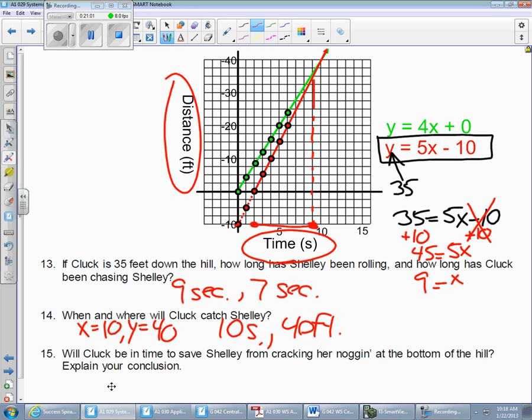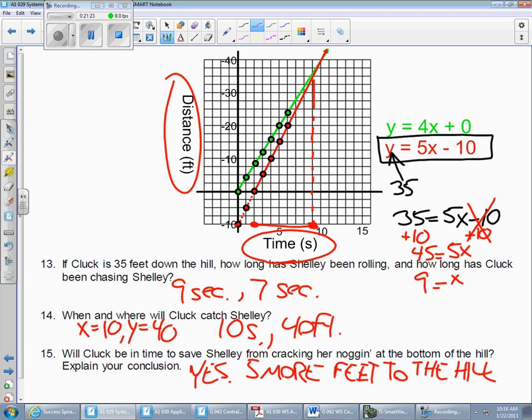So will Cluck be in time to save Shelley? The answer is yes. And on an explanation, there's a lot of different ways you could word it. Probably the easiest thing to say is that there were 5 more feet to the hill.